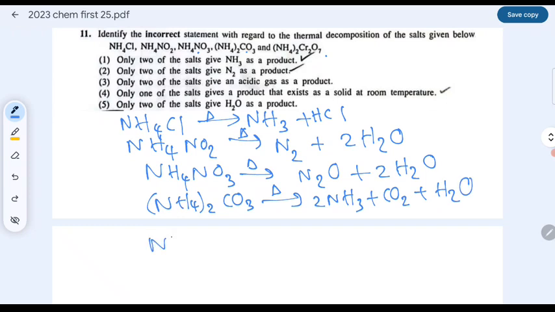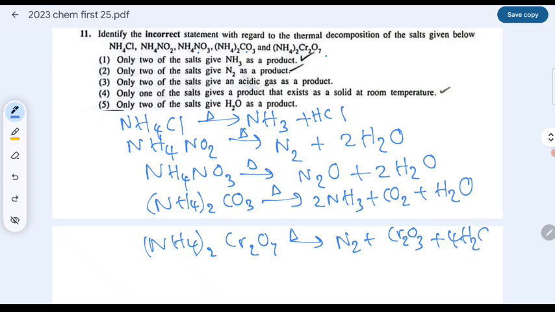Then ammonium dichromate, when thermally decomposed, it gives N2 plus Cr2O3 plus 4 water. So those are the thermal decompositions, right?